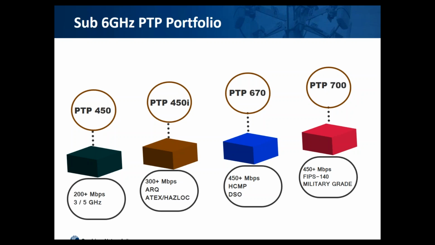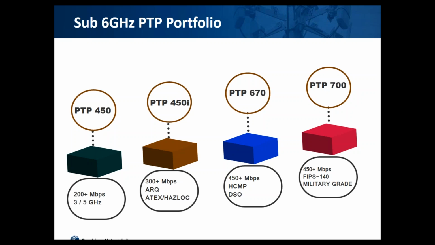The next product in our portfolio is the PTP 670. This is our new flagship product that we launched 2 months back in June. The key feature of this product is a headline throughput of around 450 plus Mbps. It has the HCMP capability. HCMP stands for high capacity multi-point, which means you can connect multiple HCMP slaves to one HCMP master, and you can allocate resources on the same link. The PTP 670 also has the DSO feature enabled.